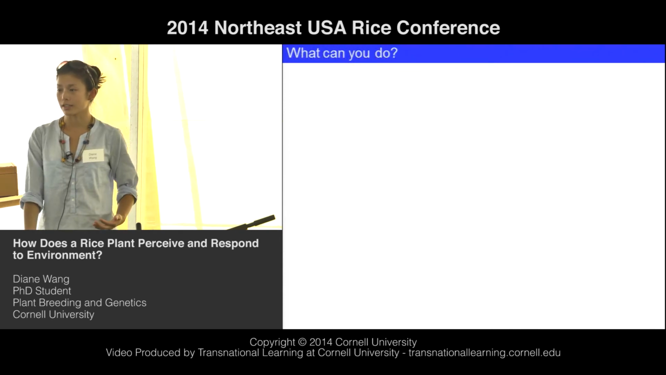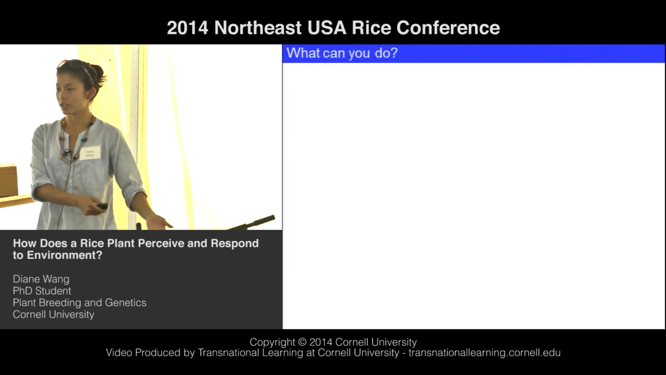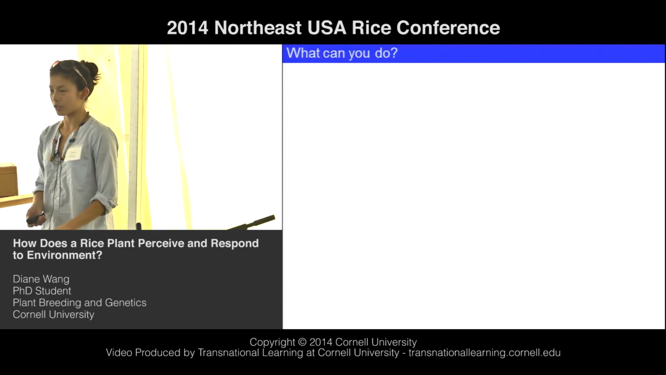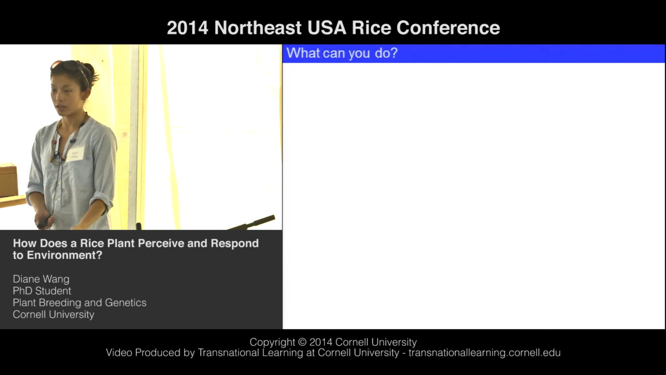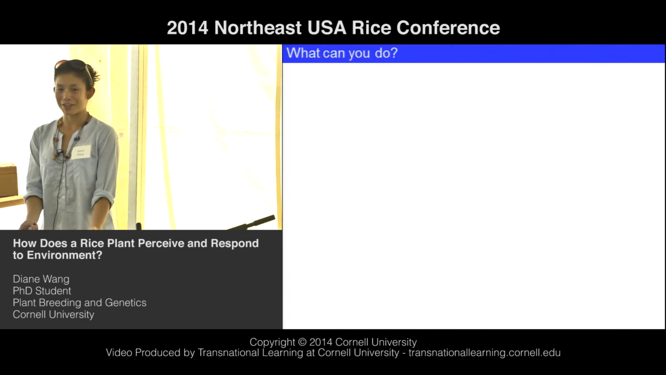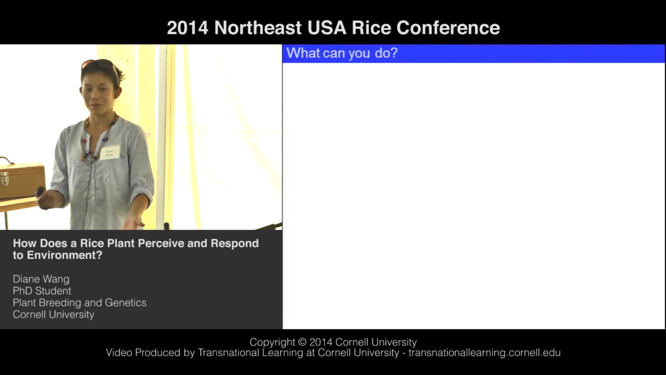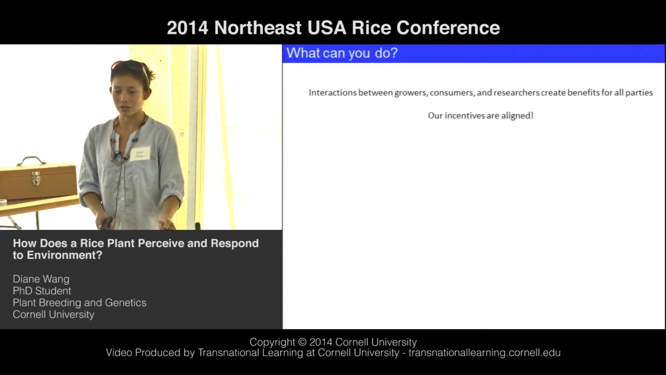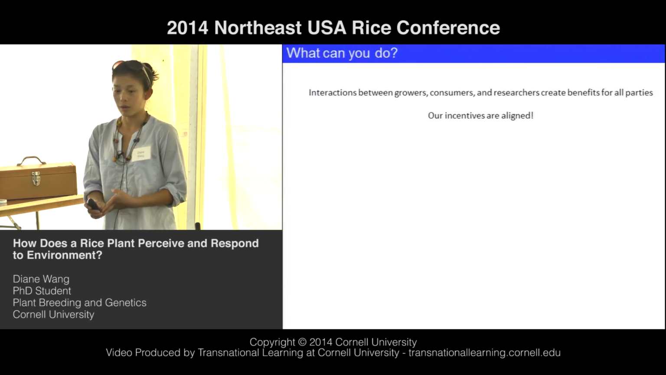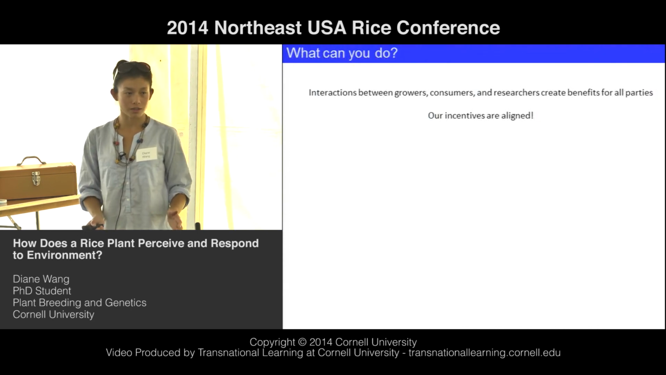Lots of the questions that we've been getting is like, what is the best way to do this, or the question about, can we utilize the growing degree days that the maize community has generated, or their decision-making tools? And the answer is, we don't have the decision-making tools for the Northeast US because it's such a new crop, and you guys are the information source that we can use to inform the models and the decision-making tools that will come. And so that's why interactions between growers and consumers and researchers will create benefits for all parties, because actually our incentives are all aligned.